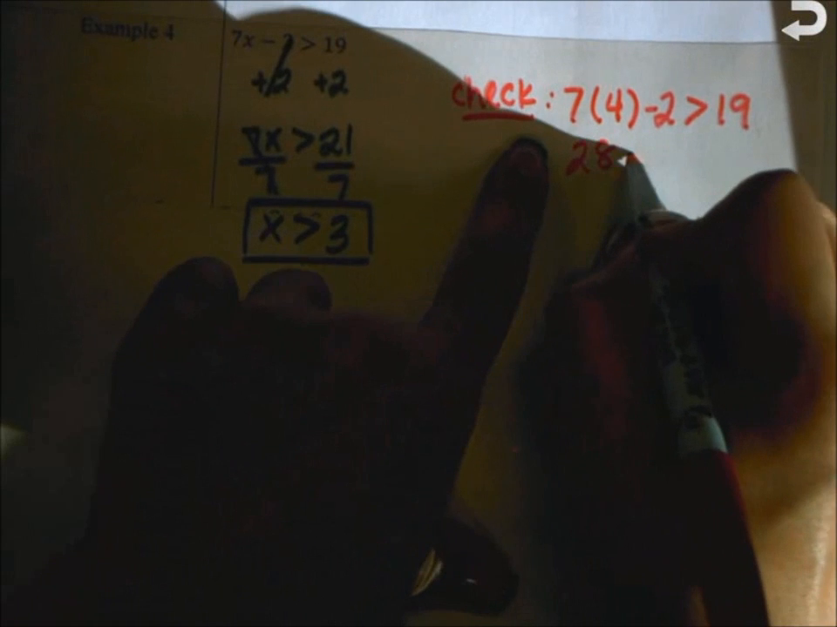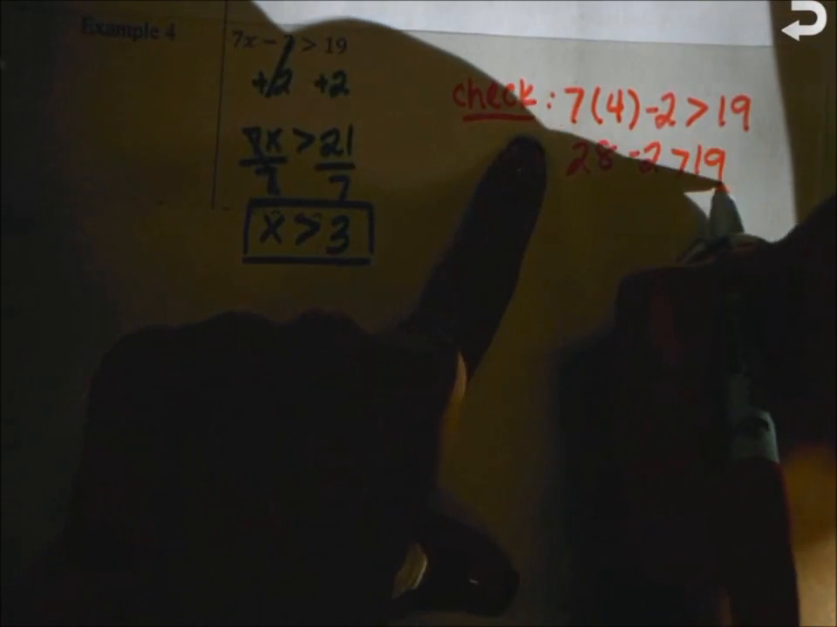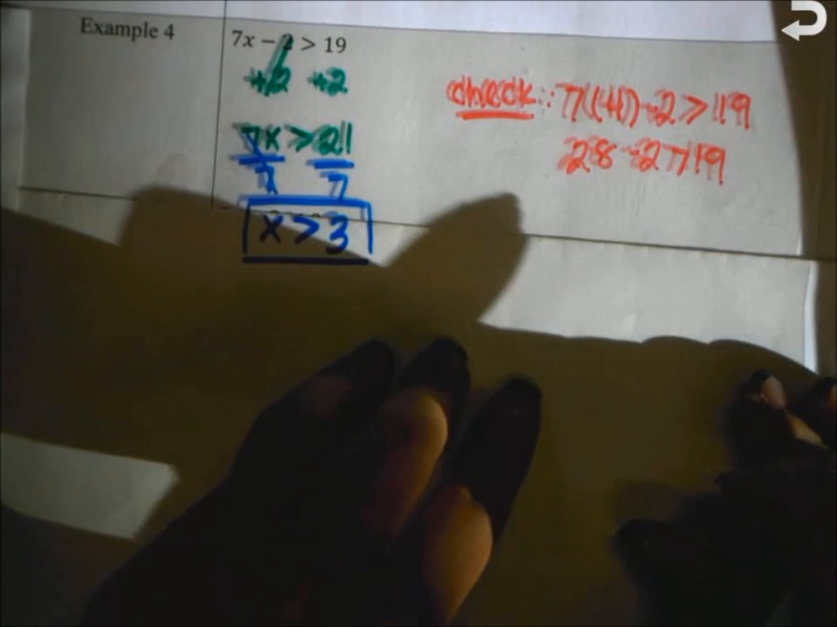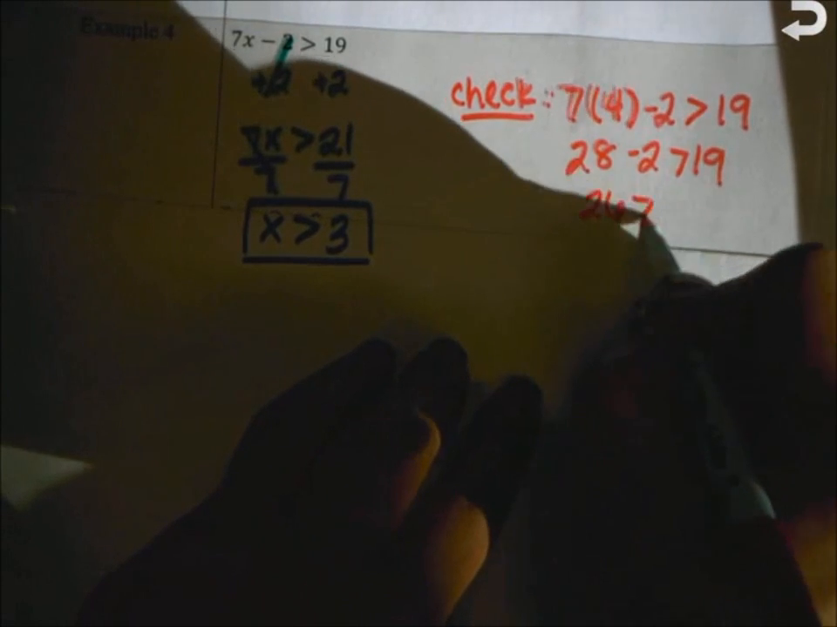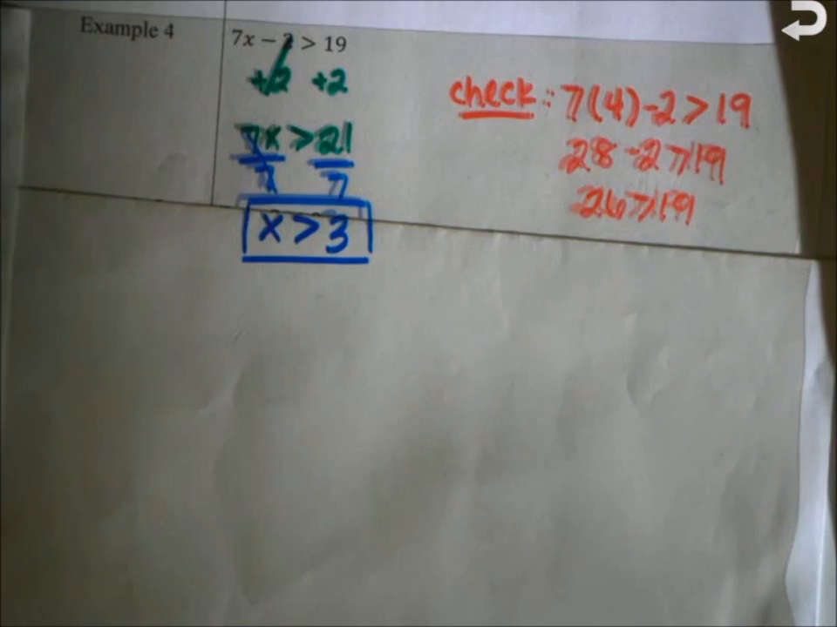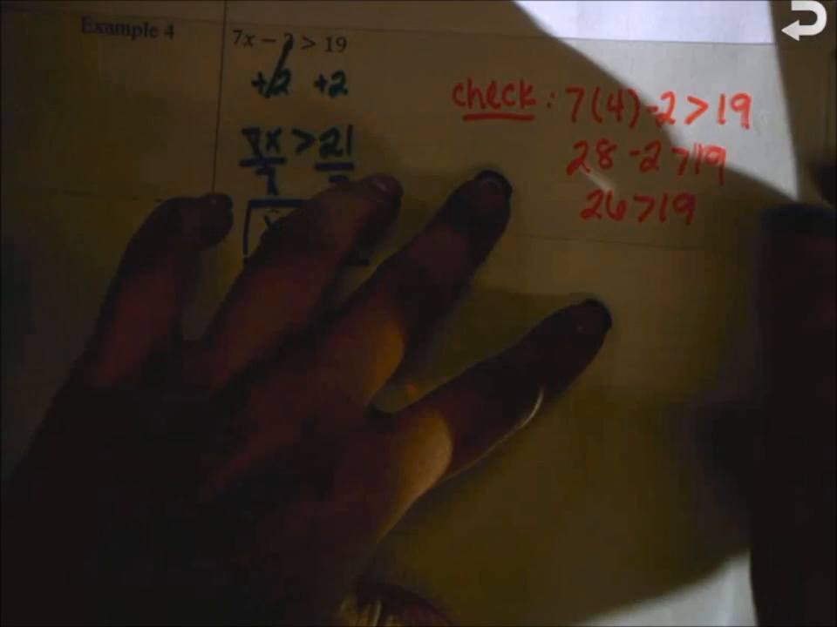Good. Okay, so this says example 8, but it should really be example 5, right? Because we skipped some. So we're on example 5.